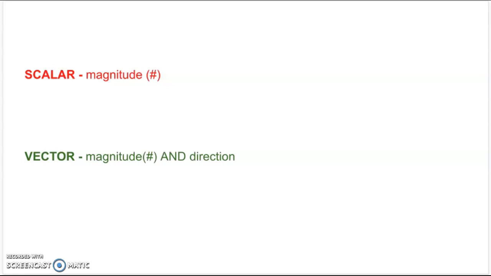That's compared to a vector, which is a magnitude and a direction. So this could be negative 2 degrees Celsius. This could be 20 kilometers per hour northwest.